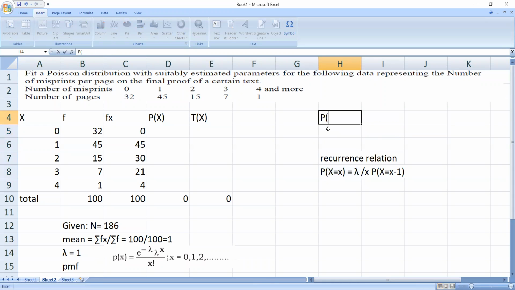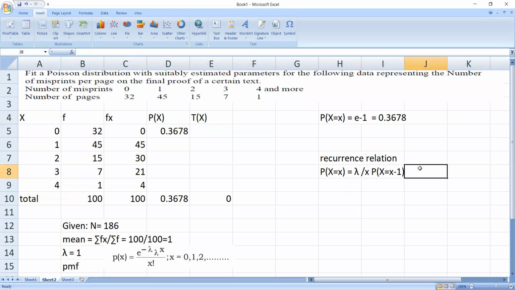So I'll compute the first probability using the PMF. So this will be e power minus 1 into 1 power 0 divided by 0 factorial, which is 0.3678. Now use the recurrence relation. So recurrence relation, this works for x is equal to 1, 2, 3 onwards.